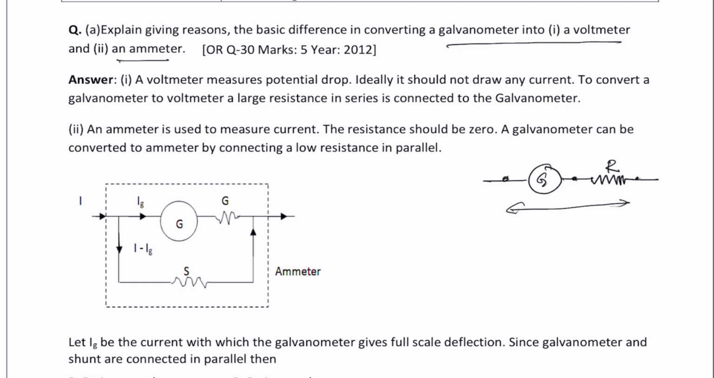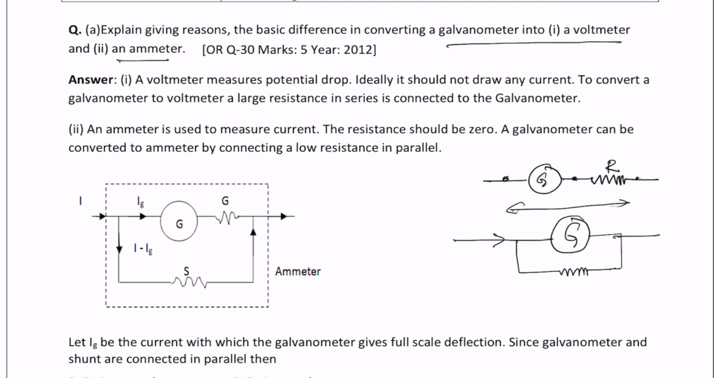Whereas if we want to convert a galvanometer to ammeter, then we have to protect it from high current. So whenever the high current is coming, we have to give a bypass route to this current. So to give a bypass route, we connect a low resistance in parallel. This low resistance in parallel, we call it shunt, correct?